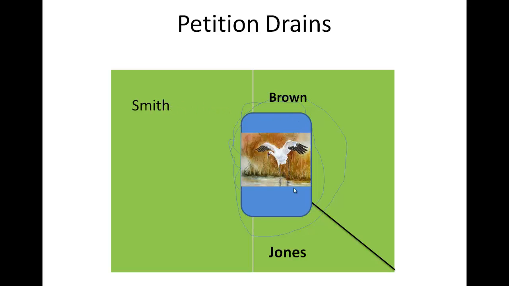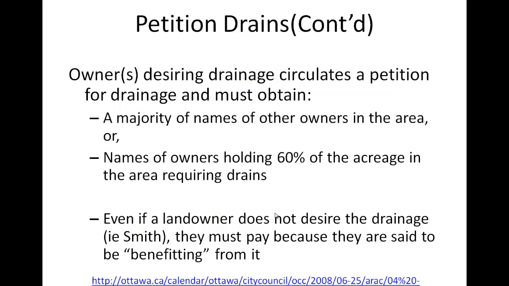Smith, Brown, and Jones. And the dividing line between Brown and Jones is this diagonal line. And you can see that the majority of the property is owned between Brown and Jones. Now let's say Smith wants to drain it, Brown wants to drain it, Jones doesn't. All they have to do is get a petition drawn up.